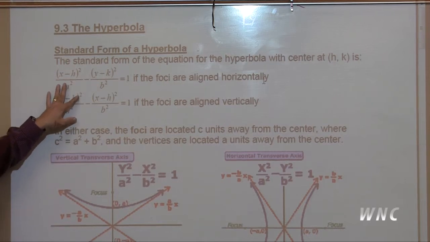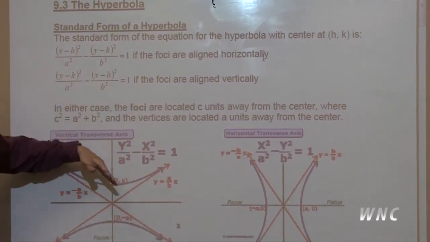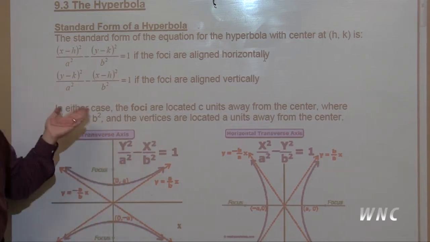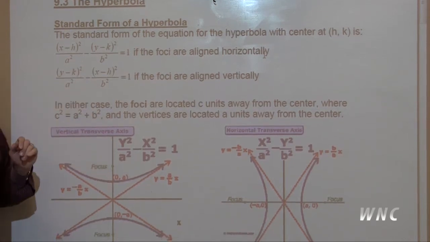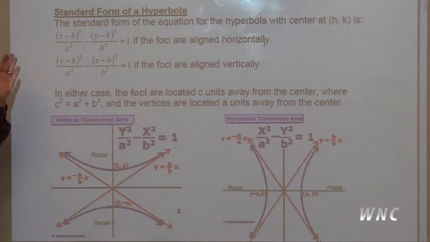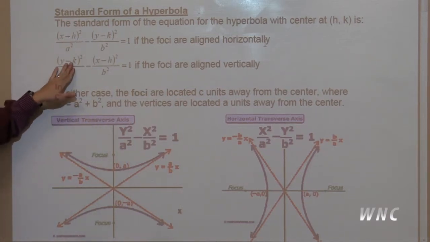And it's (y minus k) squared over a squared minus (x minus h) squared over b squared if it opens vertically. Now, unlike with ellipses, and it looks a lot like ellipses except for the minus, here a doesn't have to be bigger than b. What has to be the case is, if it opens horizontally, the x part's positive. If it opens vertically, the y part's positive.